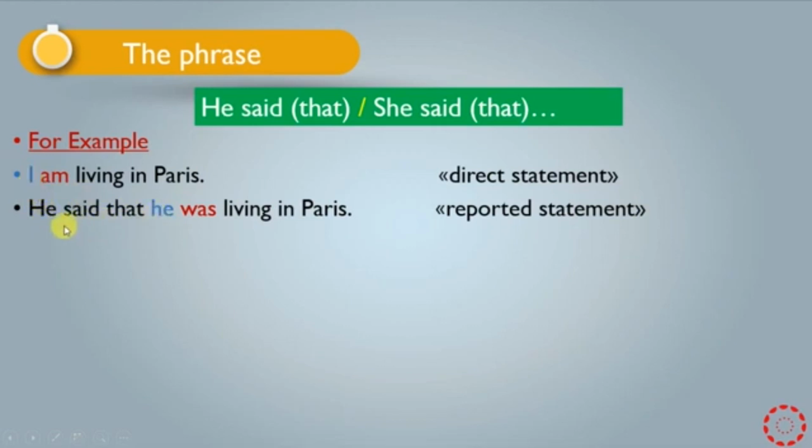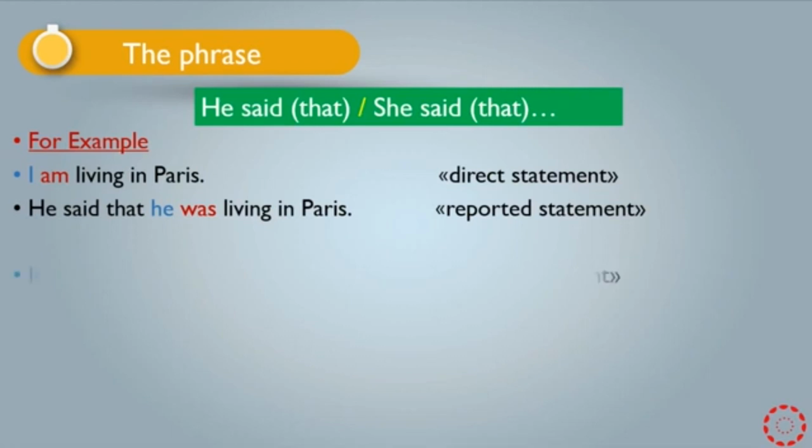So you have to know, according to this rule, he said that or she said that, you have to write this one. Because I write he said that, so I have to change I to he, okay? He said that, I became he. And also I said, became was. So it became like that. He said that he was living in Paris. This is called reported statement, because we are reporting somebody's speech, okay?